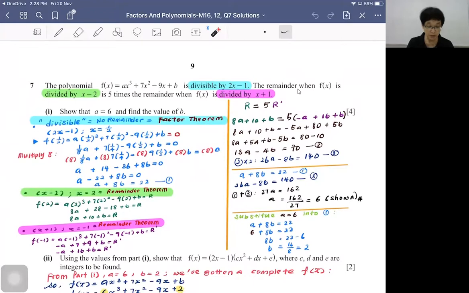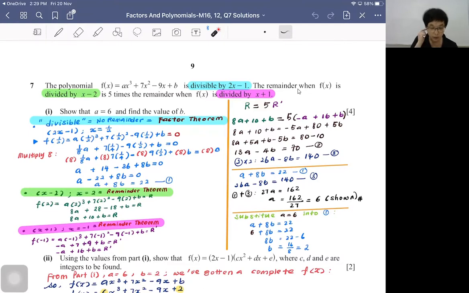It is from question 7. The polynomial f(x) equals ax cubed plus 7x squared minus 9x plus b is divisible by 2x minus 1. The remainder, when f(x) is divided by x minus 2, is 5 times the remainder when f(x) is divided by x plus 1. As you have seen, I have highlighted certain key features that we're going to break down, translate into our mathematical notations, and go on for our solution.